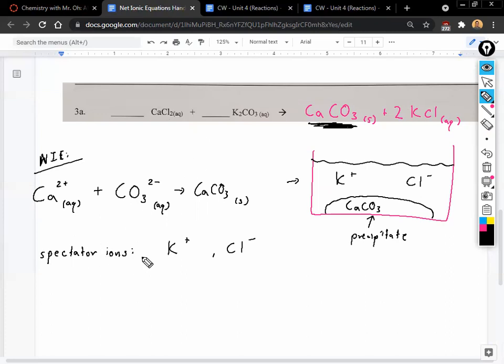That's the spectator ion. And this amazing handout was given to us courtesy of Mr. Pepic. So can we give Mr. Pepic a hand?